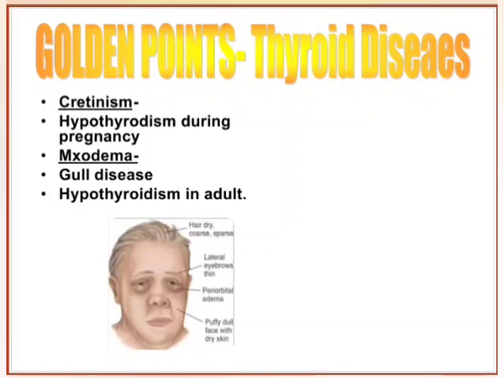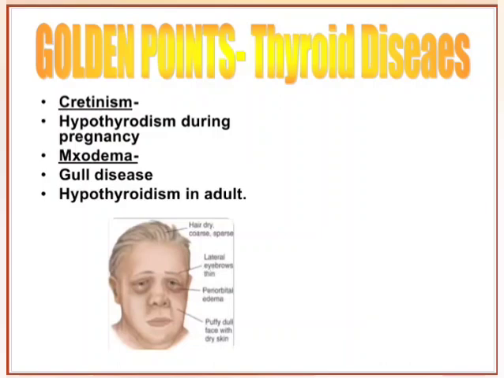The next disorder of hypothyroidism is cretinism. Already we have discussed it clearly in the NEET point. It is due to hypothyroidism, that is, less iodine in the diet during pregnancy, which leads to cretinism. The child has a low IQ, is mentally retarded, and is unable to speak and hear sound.